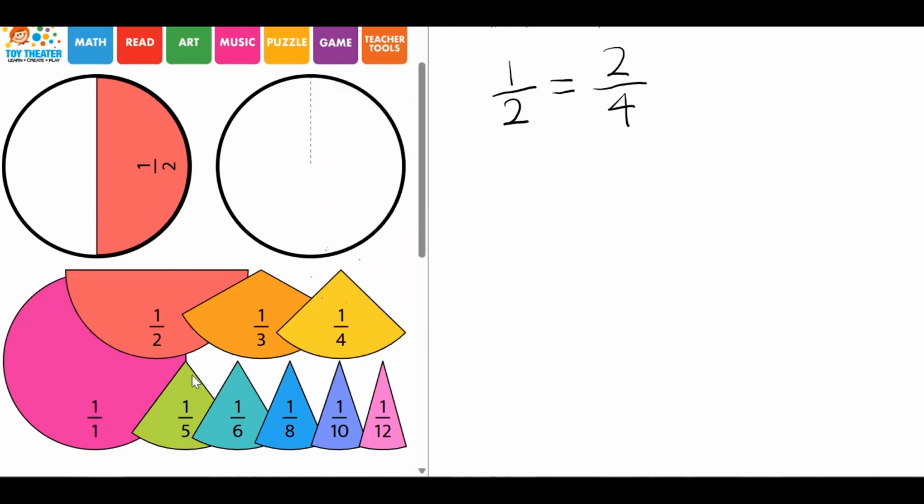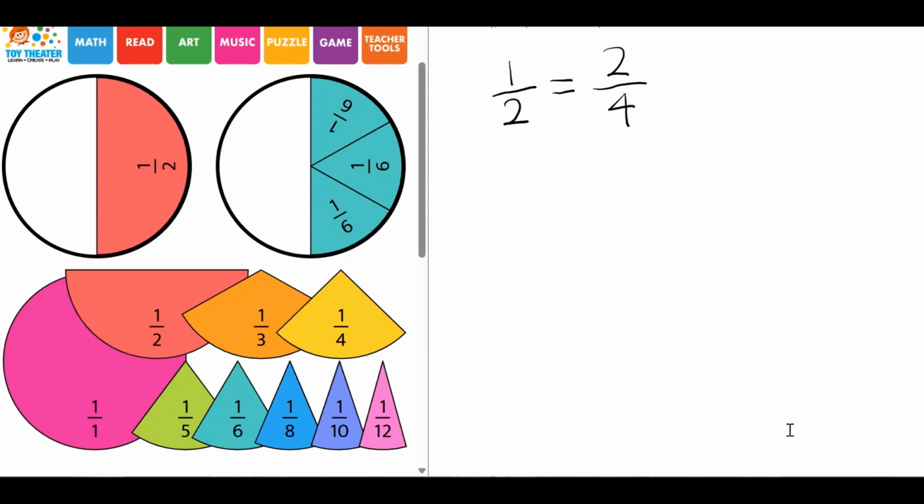So now let's try other fractions. Let's try a 1/5. Okay, it's still too small, so I'm going to add some more. Okay, but now it's too big. So I know that the denominator 5 does not work. Okay, let's try 1/6. Okay, we can see that it works.